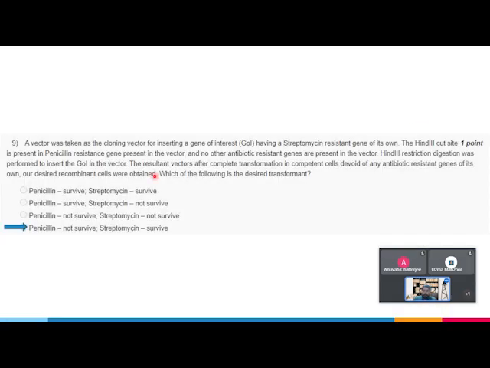From the given question, the vector with the gene of interest had a streptomycin resistance gene which was preserved after the cloning, but our vector's penicillin resistance gene was disrupted. So the transformed bacteria will not have penicillin resistance because the gene was disrupted, but will have streptomycin resistance because the streptomycin resistance gene is present on the vector. So the correct option is: the desired transformant will not survive in the presence of penicillin, but it will survive in the presence of streptomycin.